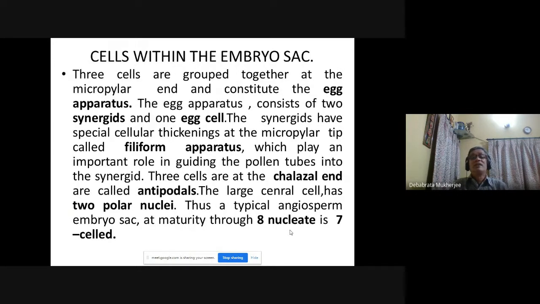So, the cells within the embryo sac now. Three cells are grouped together at the micropylar end and constitute the egg apparatus. The egg apparatus consists of two synergids and one egg cell. The synergids have special cellular thickenings at the micropylar tip called the filiform apparatus, which plays an important role in guiding the pollen tube into the synergids. Three cells are at the chalazal end, called the antipodals. The large central cell has two polar nuclei. Thus, a typical angiosperm embryo sac at maturity, though 8-nucleate, has 7 cells.